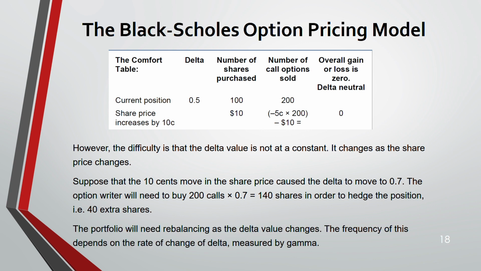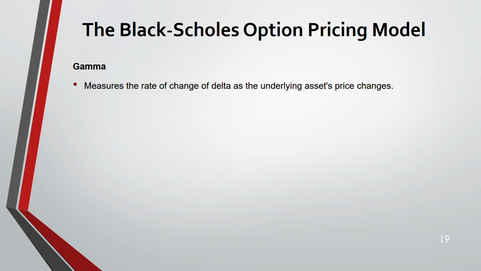The portfolio will need rebalancing. See, this portfolio will keep changing. If the delta value changes, the portfolio also will change. But how much delta will change is measured by another term that you should know. It is known as gamma. What is this gamma? See, all these definitions you should know. What is delta, what is gamma? It measures the rate of change in delta itself. Earlier the delta was the change in the option value. Now that delta itself changes, how much it changes, the rate of change, that is known as gamma.